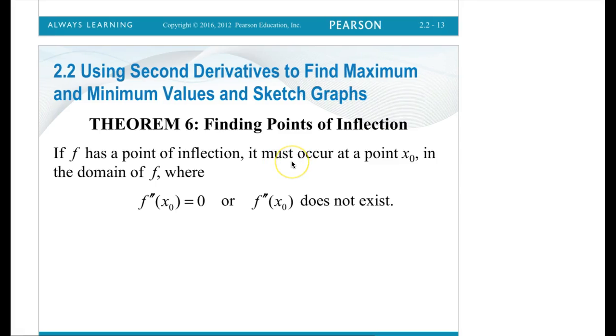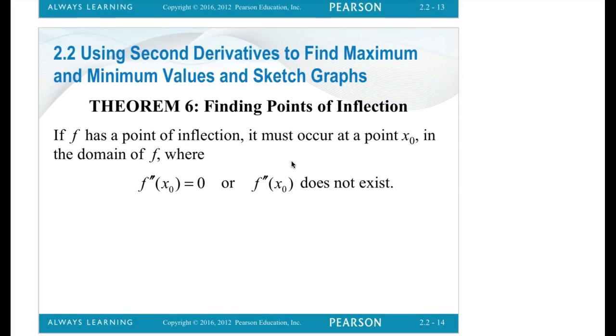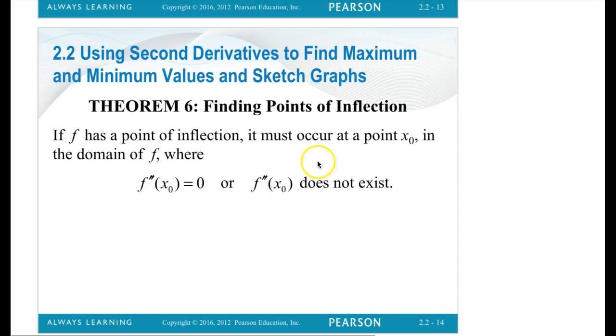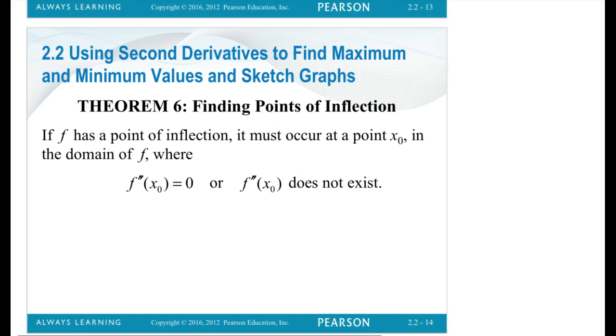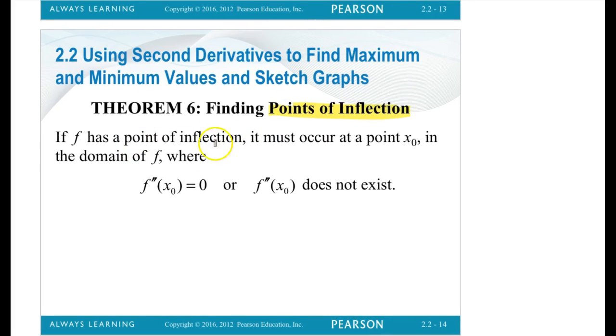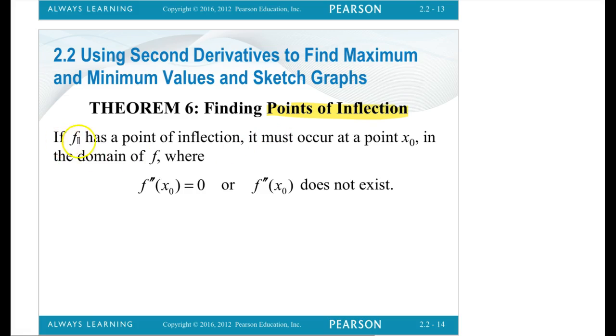Okay, we're moving on to the next theorem of 2.2, and we introduced this already in my first video with points of inflection. There's a definition of that. If f has a point of inflection, it must occur at a point, or using our theorem, in the domain of f where f double prime equals 0 or f double prime doesn't exist.